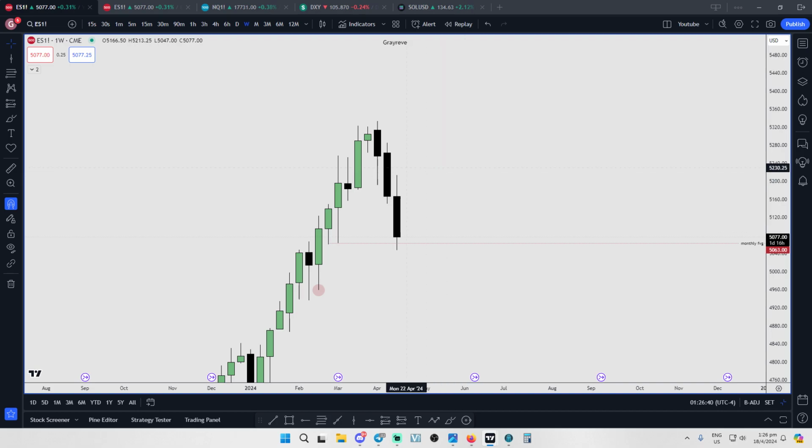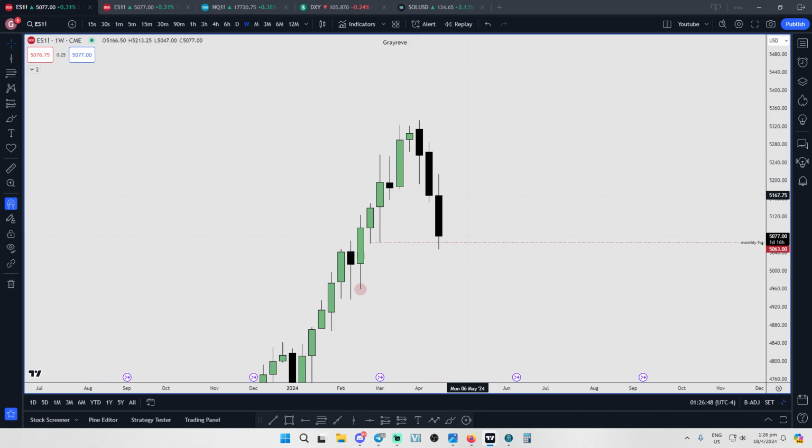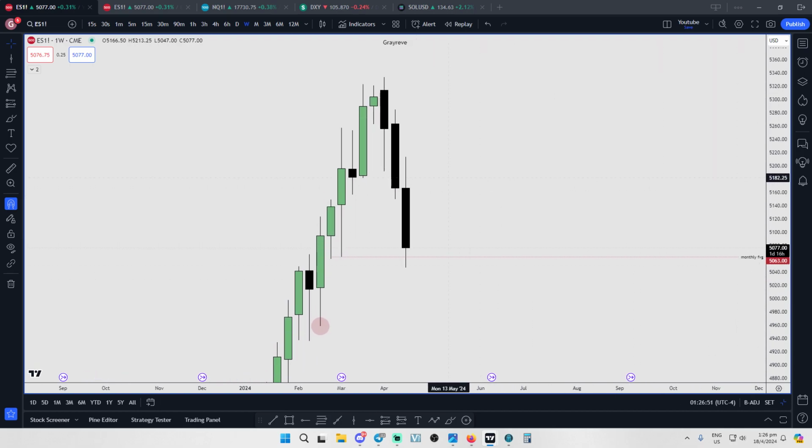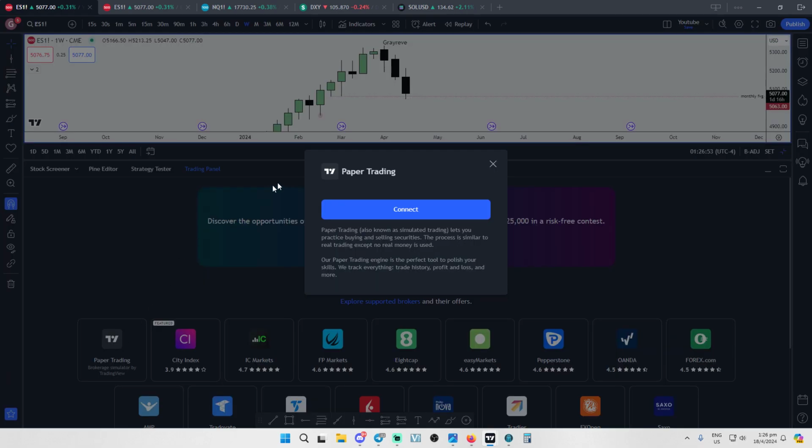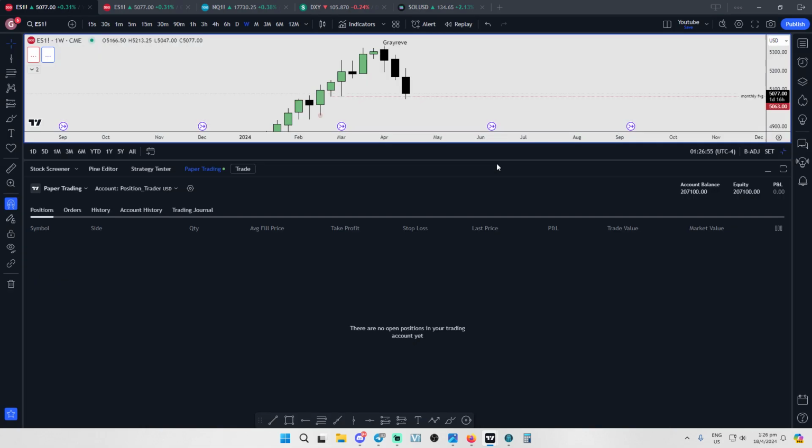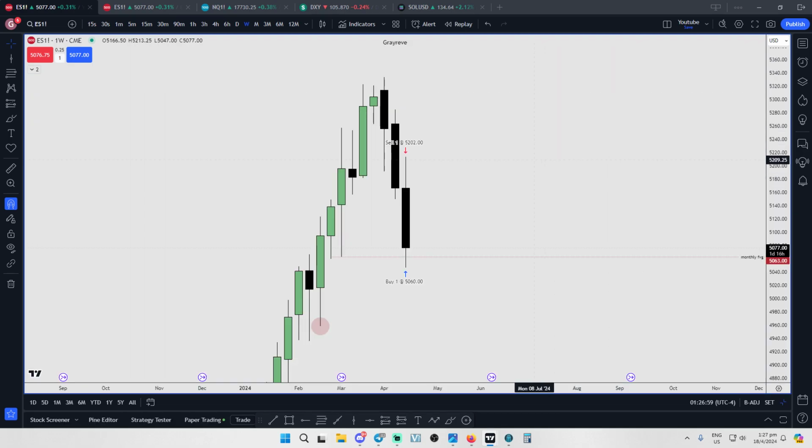So order blocks. All right, let's start off with the weekly chart here. For this week, I took this trade right here. Let me just show you, right on the position trader account, this trade right here.